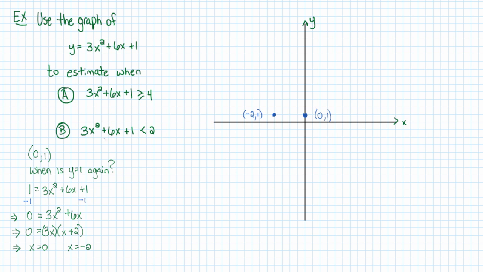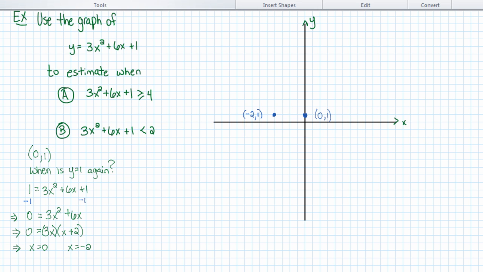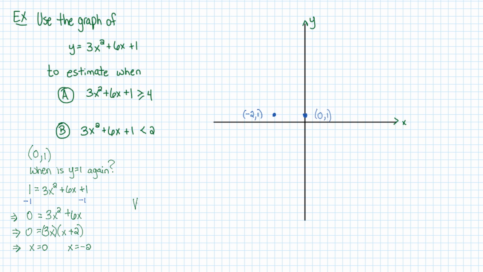And now all I need to do is find the vertex. The vertex occurs halfway between those 2 points. So I know that the vertex is at x equals negative 1, and then y equals whatever happens when I plug negative 1 in for x. So let's go ahead and do that. When I plug in a negative 1 for x, I get the following. Let's see, negative 1 squared is 1 times 3 is 3, minus 6 is a negative 3, plus 1 is a negative 2. So plug in negative 2 there.